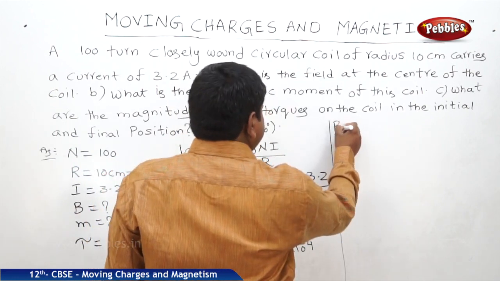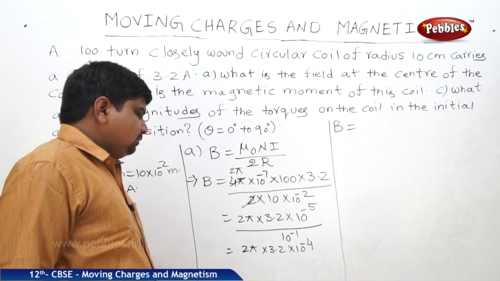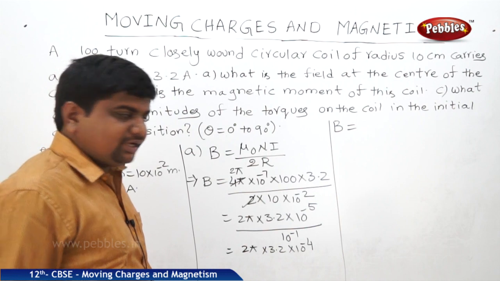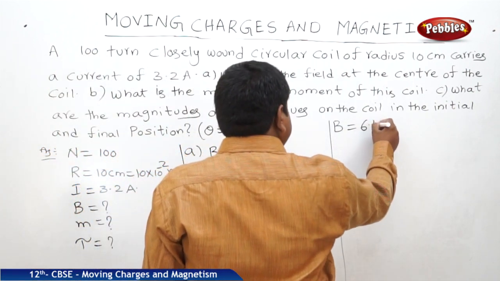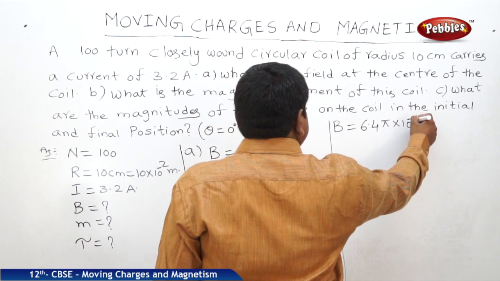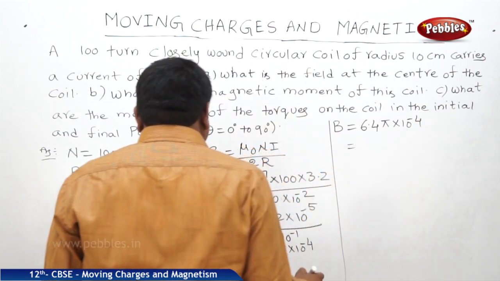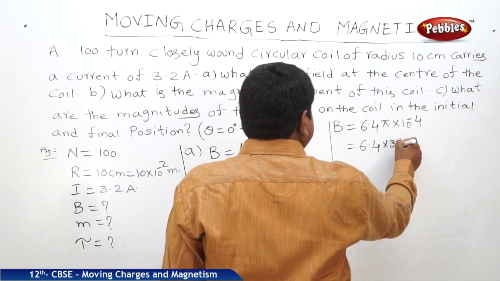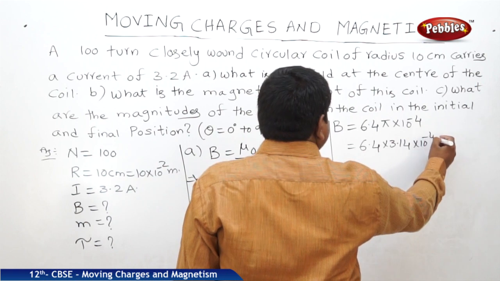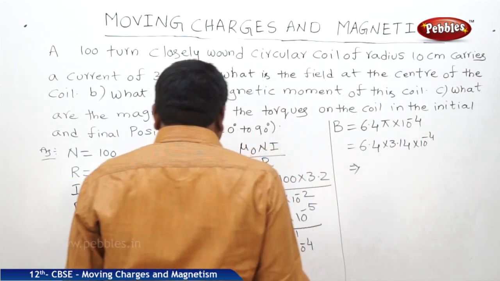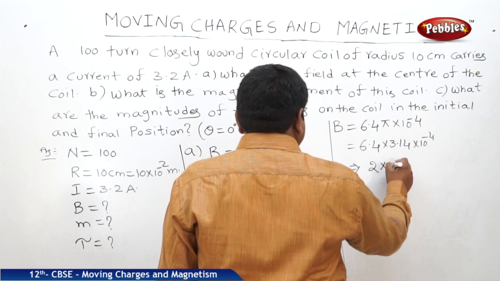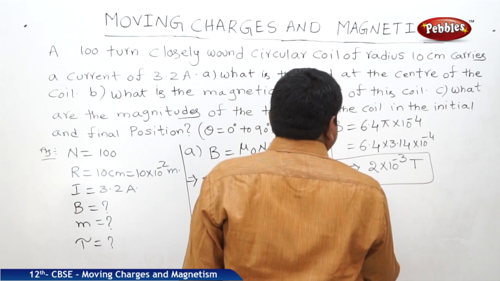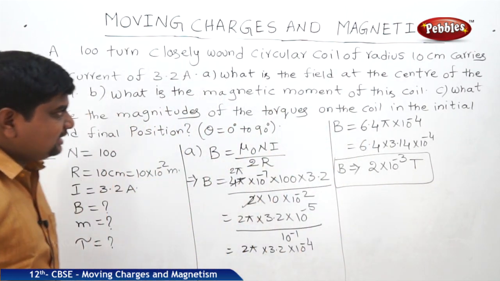Therefore, B is equal to 2 pi into 3.2, 6.4 pi into 10 to the power of minus 4. We know that pi is equal to 3.14 into 10 to the power of minus 4. Approximately we will get 2 into 10 to the power of minus 3 Tesla. This is the B value, magnetic field at the center of the coil.